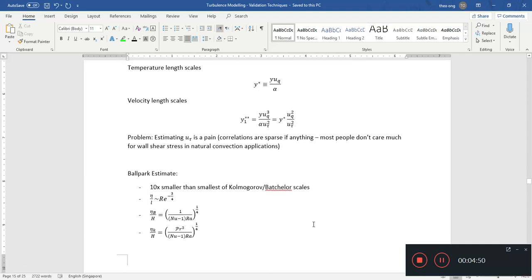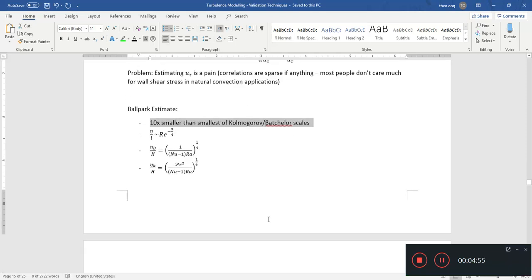So again, we can use our ballpark estimate, 10 times smaller. You take your Batchelor scale and your Kolmogorov scale, you calculate it and you scale it down by 10 times.